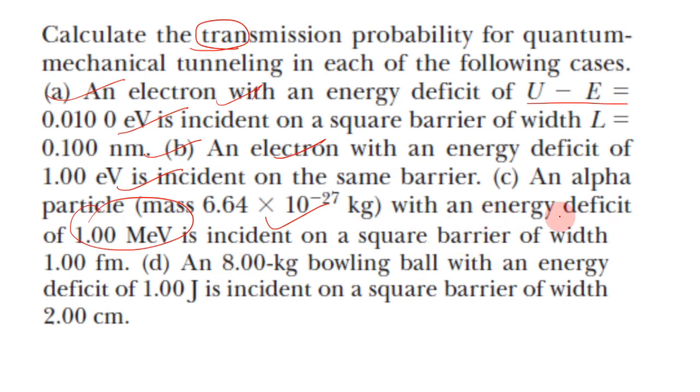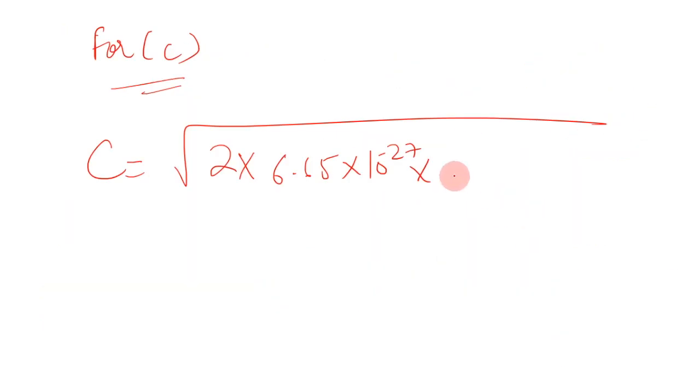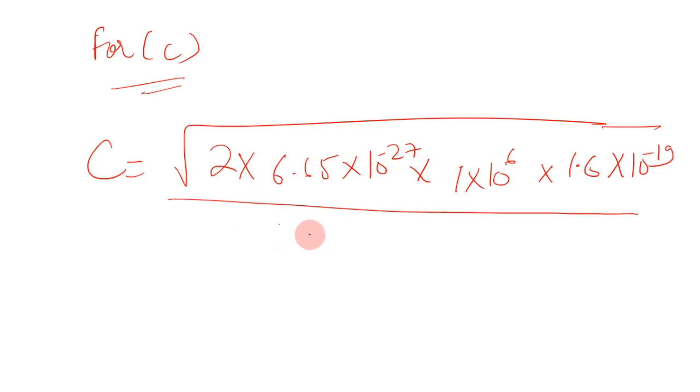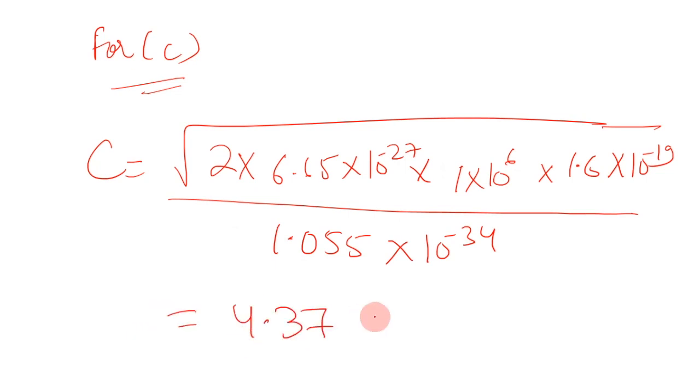They given 1 mega electron volt. So U minus E, basically the energy deficit, is 1 into 10 to the power 6, because it's 1 mega electron volts, and now you have to convert 1 electron volt into joules, divided by h cut, which is 1.055 into 10 to the power minus 34. So C from here you can get as 4.37 into 10 to the power 14 meter inverse.